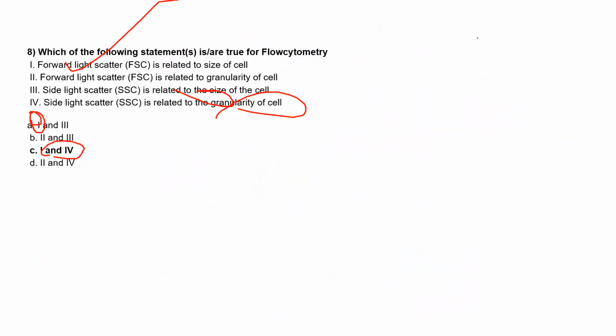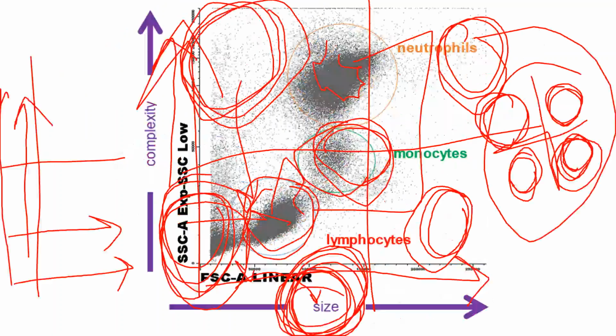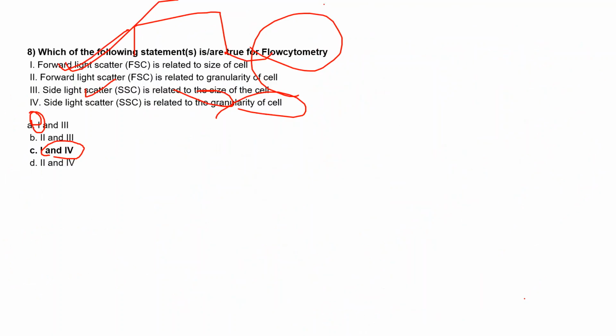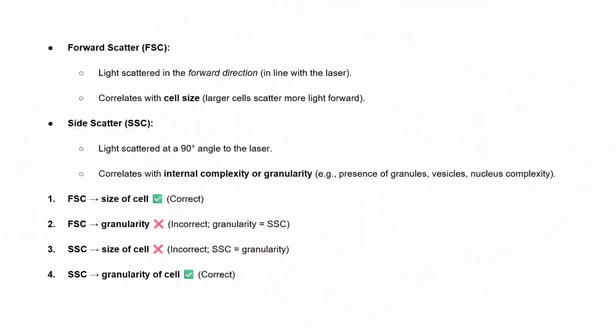Basically flow cytometry works on two principles to give two characteristic pieces of information, and it works on these two features: forward light scatter and side light scatter. Forward scatter is related to the size of the cells, as we can see the x-axis represents the size, and side light scatter is related to the granularity of the cells. So the first and fourth are the right answer.